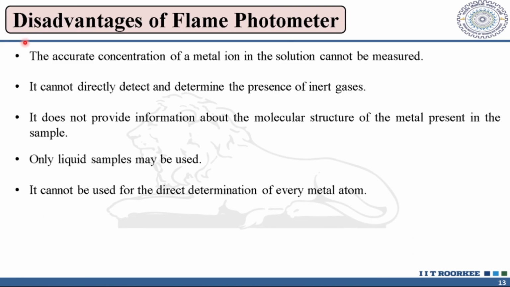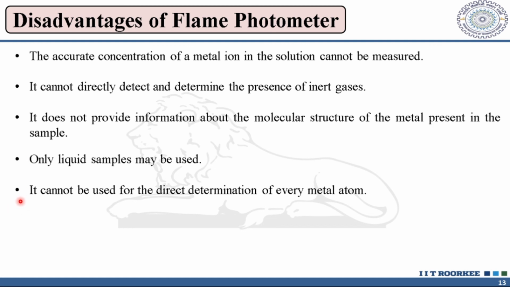In spite of many advantages, this analysis technique has quite a few disadvantages also. The accurate concentration of metal ion in the solution cannot be measured. It cannot directly detect and determine the presence of inert gases. Though this technique measures the total metal content present in the sample, it does not provide the information about the molecular structure of the metal present in the sample. Only liquid samples may be used.